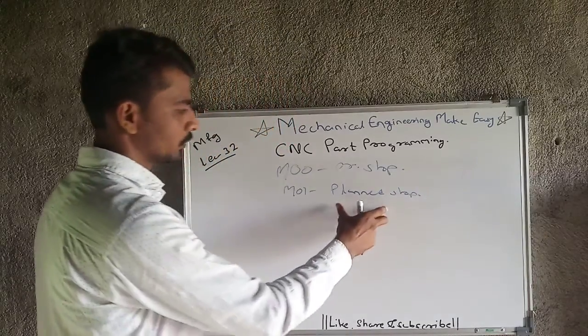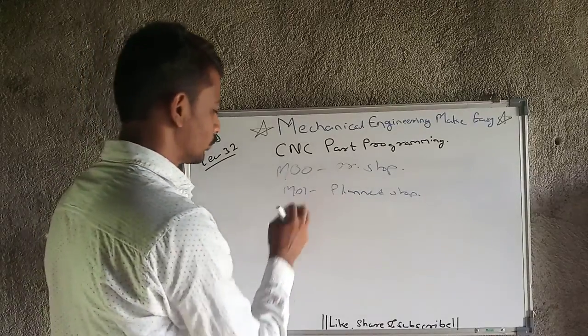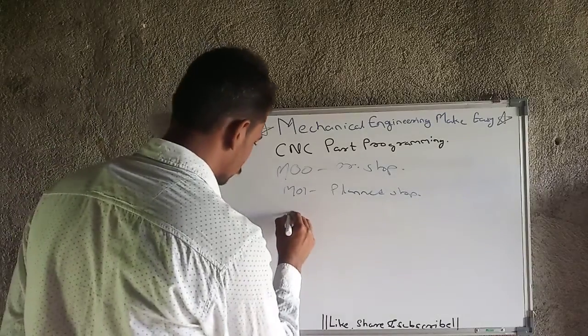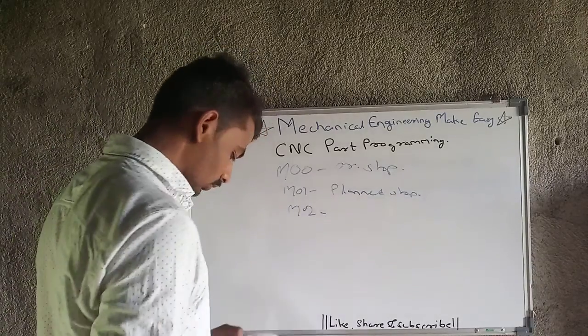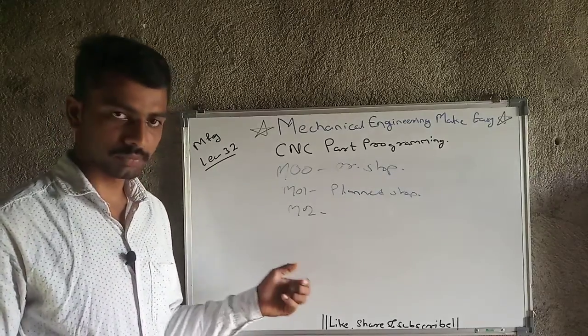Firstly, we will have some plan to stop the program. In that case, we have to use M01. Then next is M02. This is used for end of main program written without use of sub program.